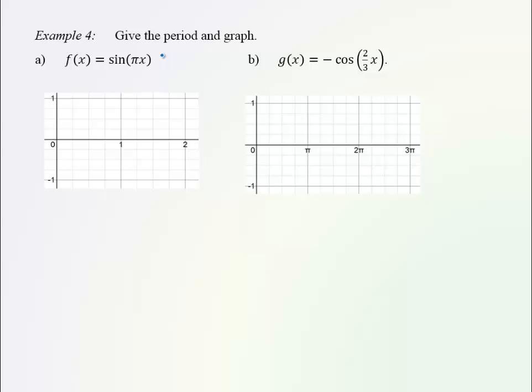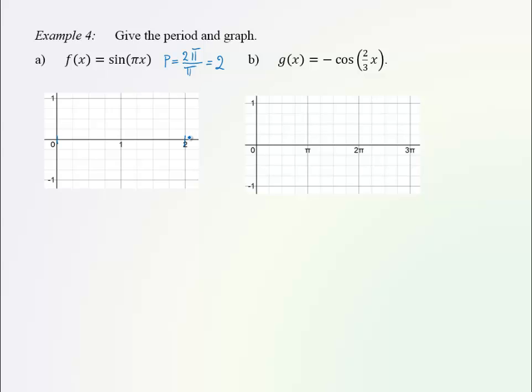Okay, let's practice finding the period and graphing functions with different periods. In the first case, the b is pi, so the period is 2 pi, because that's the period of sine, divided by pi, therefore that's just 2. So our graph should fit between 0 and 2, the full period of this graph.